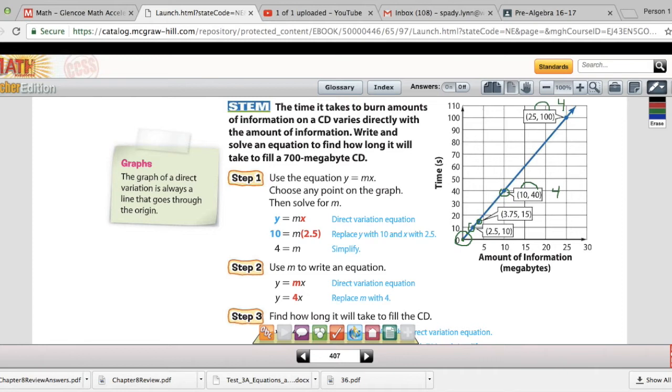In this case, it says use the equation y equals mx and choose any point on the graph. They chose the point (2.5, 10), and then they divided 10 by 2.5 and got 4. You can see that it doesn't matter what point you pick: 15 divided by 3.75 is also 4. So 4 is our constant, and the way we write that is y equals 4x.